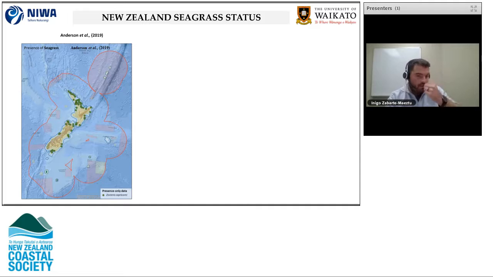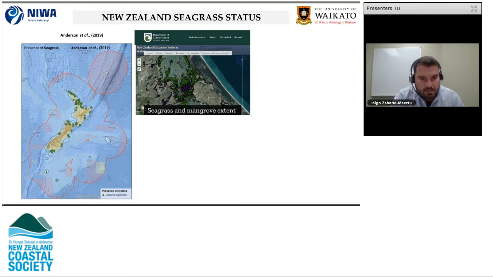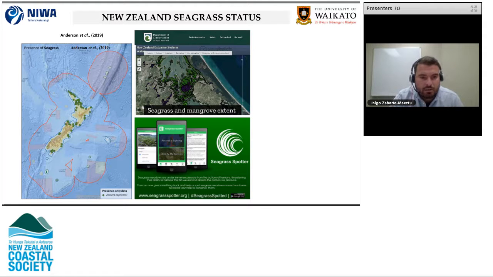In terms of New Zealand, what you can see in this map is the areas where seagrass has been reported. The Department of Conservation has been working on creating these seagrass and mangrove extent maps that are available on their website. It's very useful. I would also like to introduce you to this mobile phone app, called Seagrass Spotter, that will help us create better maps. You can just use your phone to take note of where you have seen seagrass and put it in the system so we can have access to it and improve our data.